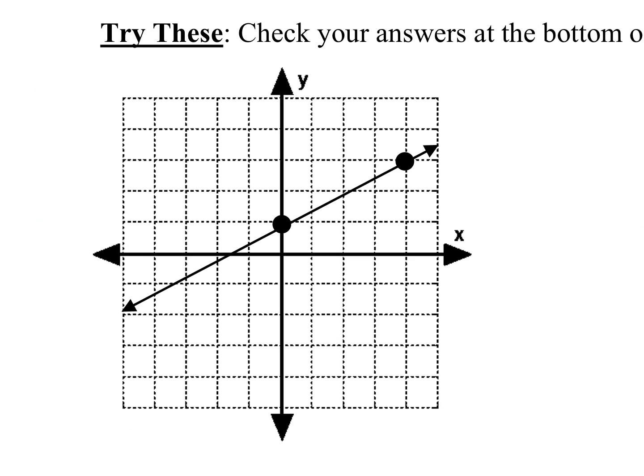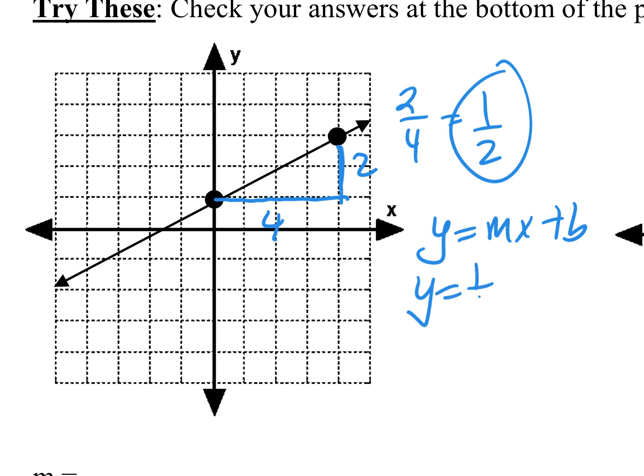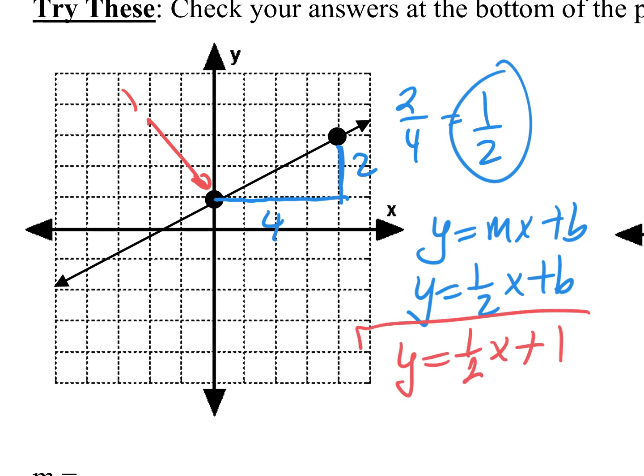Okay, one more time. Taking a look at this one, the slope is 4 over and 2 up. So this is 2 over 4, or 1/2 slope. So let's write the equation of the line. Y equals mx plus b. We're going to insert this number for m. Y equals 1/2 x plus b. Now let's find the intercept. Here's the intercept. This is where the line crosses the y-axis, and that value is 1. So we're going to put 1 in for b. 1/2 x plus 1. There's the equation of the line.